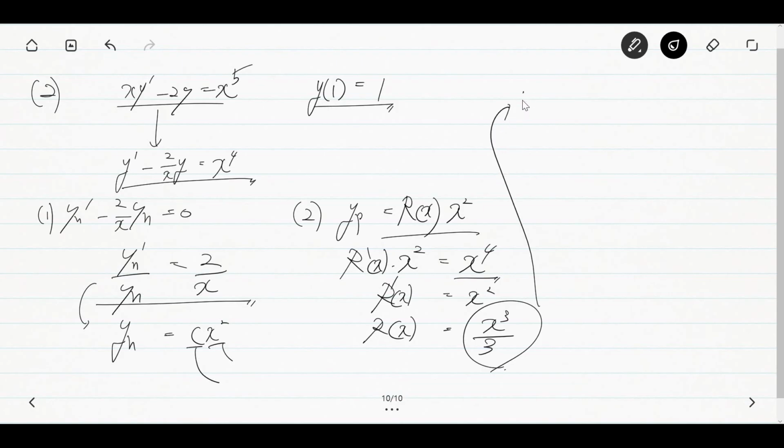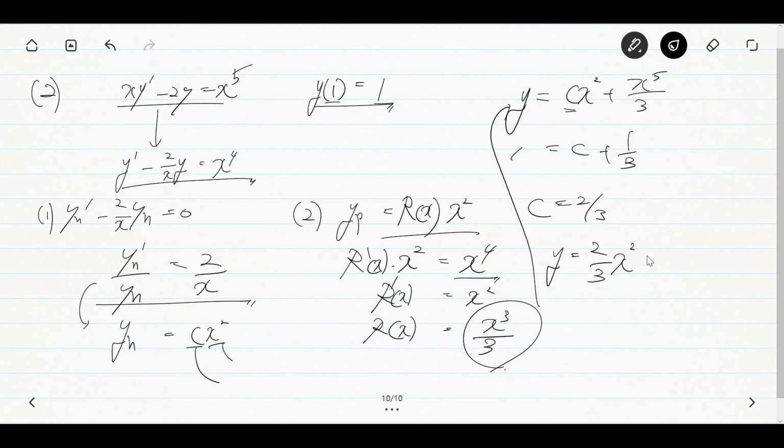So we found the particular solution and the homogeneous solution. All we have to do is add the two together. So we will get this. Now one last thing we need to do is determine the value of c. Since y equals 1 when x equals 1, let's put the values in. So c is 2 over 3. So the solution becomes a specific solution, which is this.